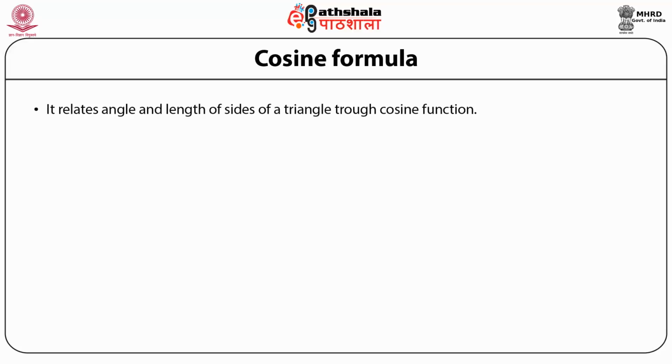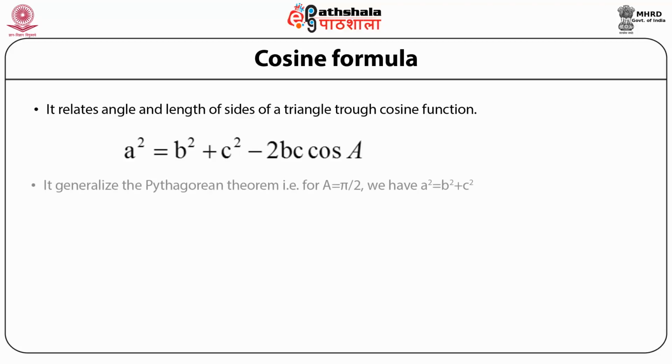Cosine formula. The cosine formula relates the angle and length of sides of a triangle through a cosine function. The formula is a squared is equal to b squared plus c squared minus 2bc cos A. The small a's and b's are the sides. The figure is given in the bottom right hand side. So AB forms the base and BC is one side and AC is the other side. The small a is the length of BC and small b is the length of AC. The larger length AB is denoted by small c.